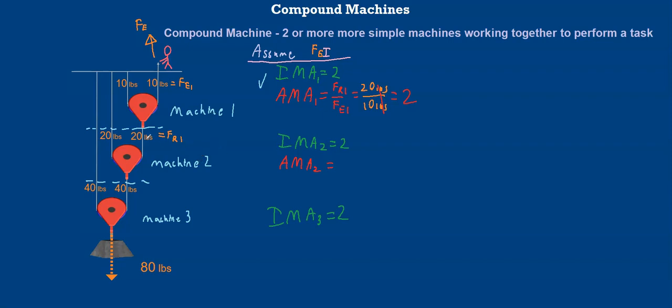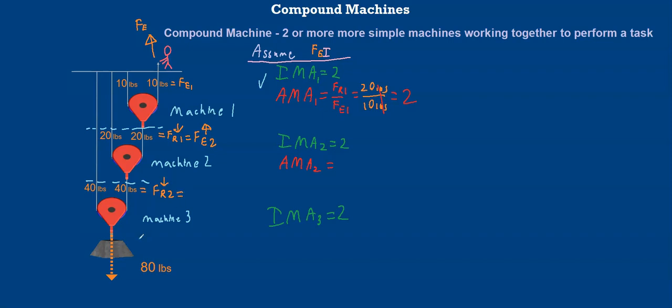But if you notice, the force resistance of machine 1 is equal to the force effort of machine 2. And that might be a little bit confusing at first, but if you look, we can see this 20 pounds is pulling down on this first machine, whereas this effort force is pulling up on this second movable pulley, which is also being pulled down by this 40 pounds, so we can call that our force resistance for machine 2.